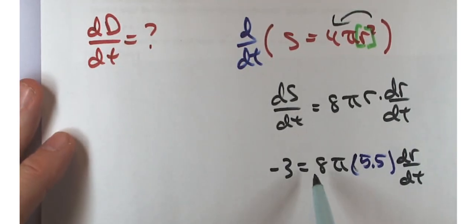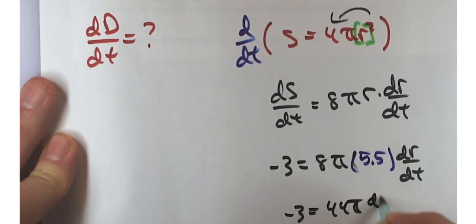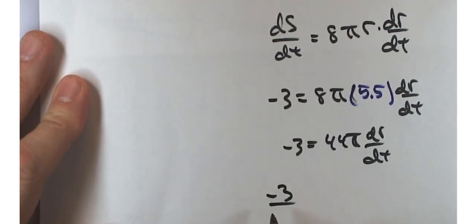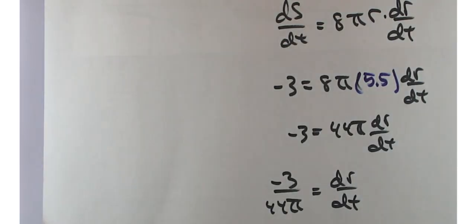So it's going to give me what? 44 pi dr by dt. And then I'll just divide. Negative 3 over 44 pi equals dr by dt. Unfortunately, this was set up with the radius. So now I got to figure out the relationship between dr by dt and dd by dt.